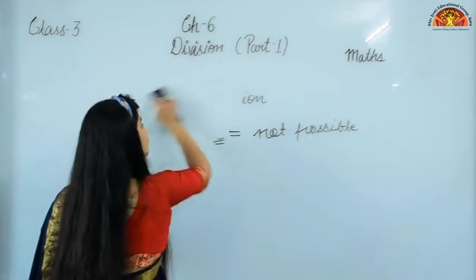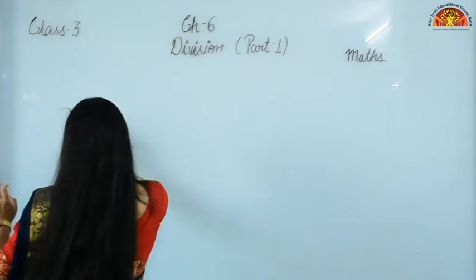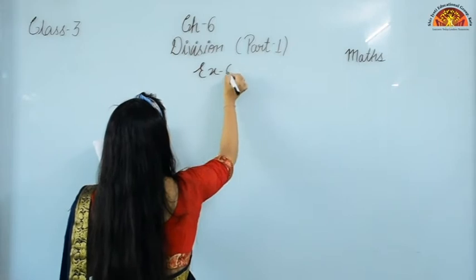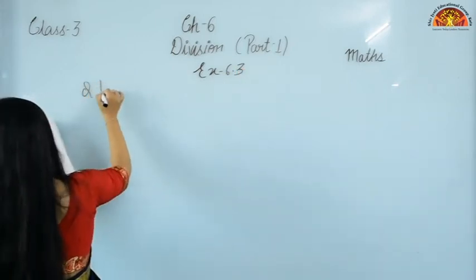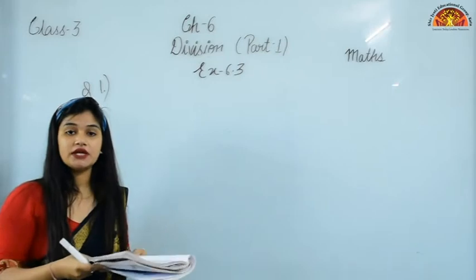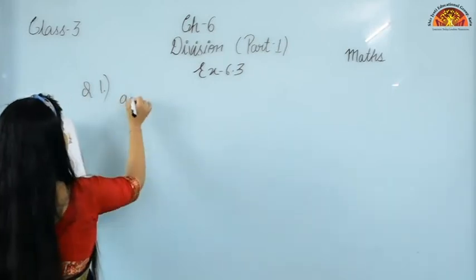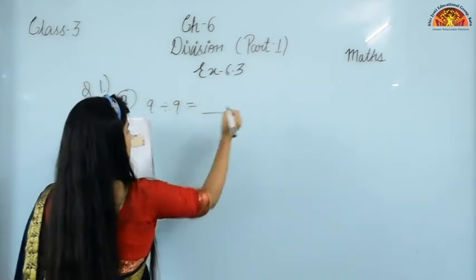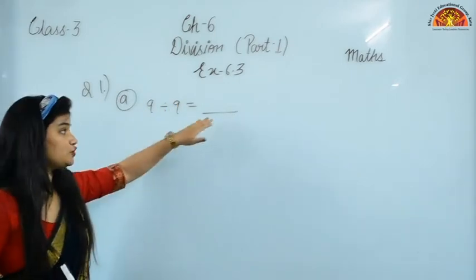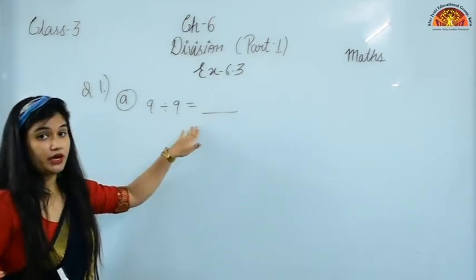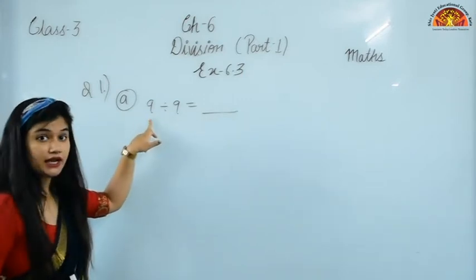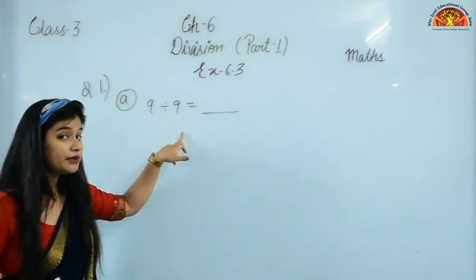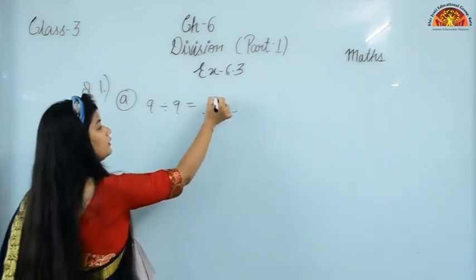We have seen 4 properties of division, and now we are taking questions of exercise 6.3, question number 1, given on page number 79. So students, look at the first part, A. 9 divided by 9. Fill in the blank. As I have told you, if you divide any number by the same number, what will be the answer? Yes, the answer will be 1.